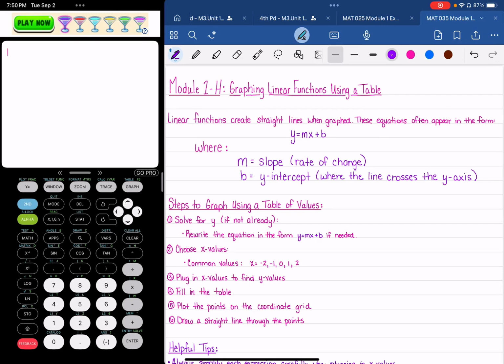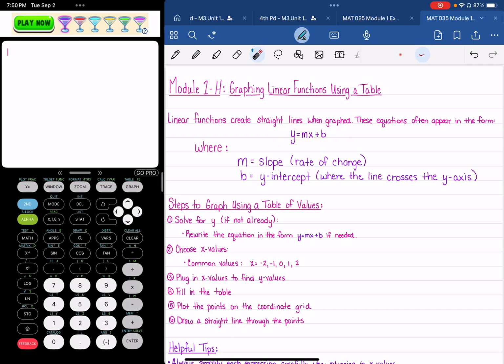In this module, we're going to look at graphing linear functions using a table. When we're graphing linear functions, they're going to create straight lines when they're graphed. And usually you're going to see them in the form of y equals mx plus b.